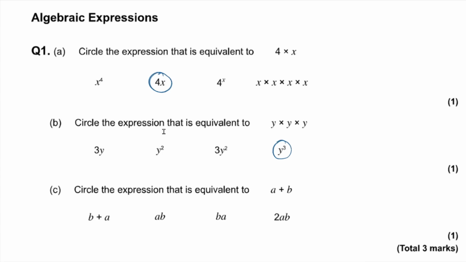It's that one. And circle the expression that is equivalent to a plus b. Well, b plus a is, isn't it? It doesn't matter which way around you add things. B plus a is the same as a plus b. It's the same as 2 plus 3 is the same thing as 3 plus 2. It's not the same as multiplying them together, and certainly it's not the same as multiplying them together and doubling it. So yeah, it's just b plus a.